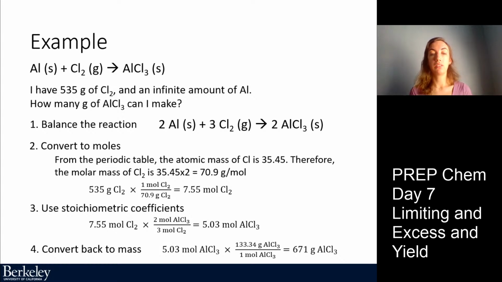And so I know that for every 3 moles of Cl2 that I use up, I make 2 moles of AlCl3. So I'm using those stoichiometric coefficients of 2 and 3 as a ratio to convert basically from moles of Cl2 to moles of AlCl3.